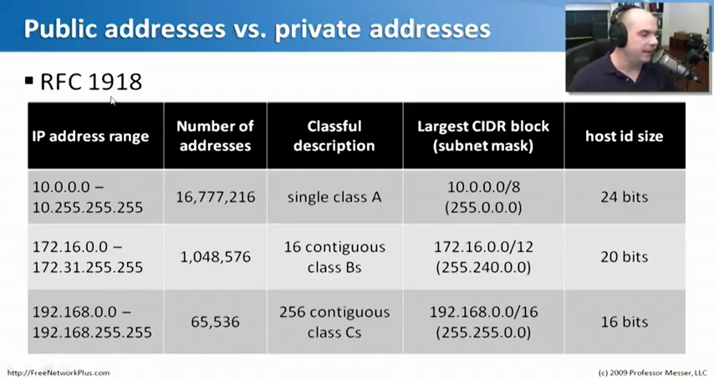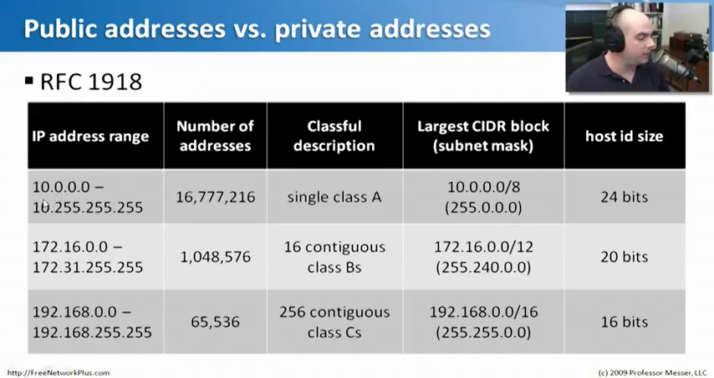There is an RFC, 1918, that talks about private addresses, and it says that these IP address ranges cannot talk on the internet. They're non-routable out on the internet. They're only used behind a firewall, behind a router on a local network, and nobody else can use that as long as you are inside of your network.